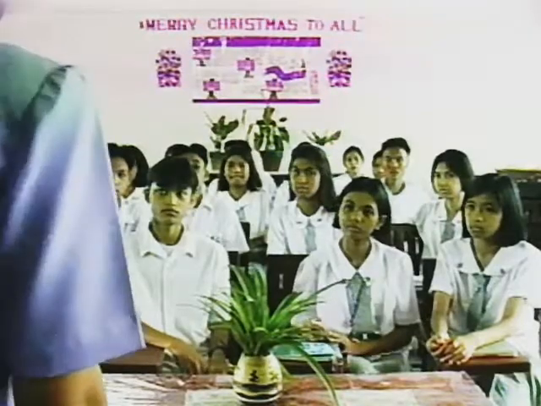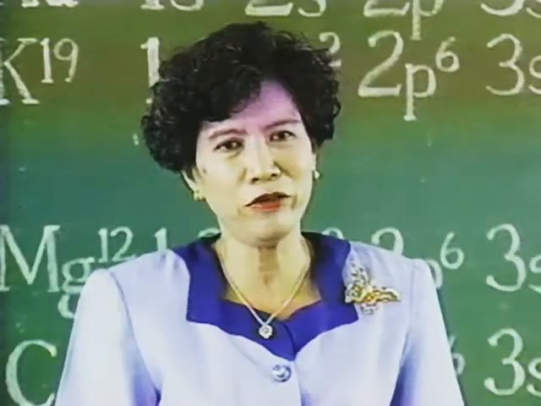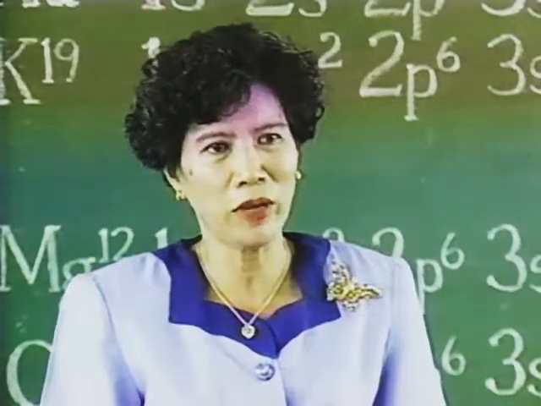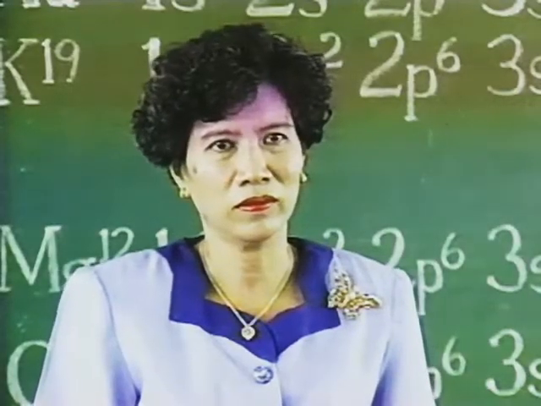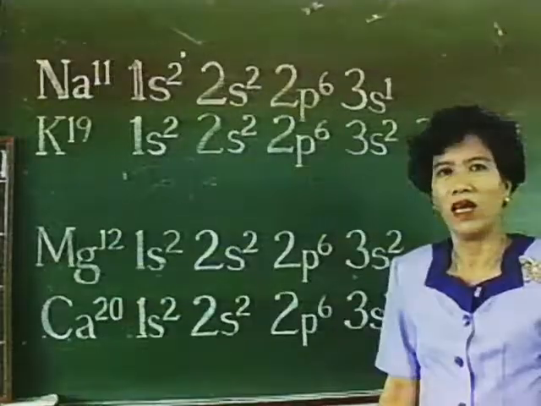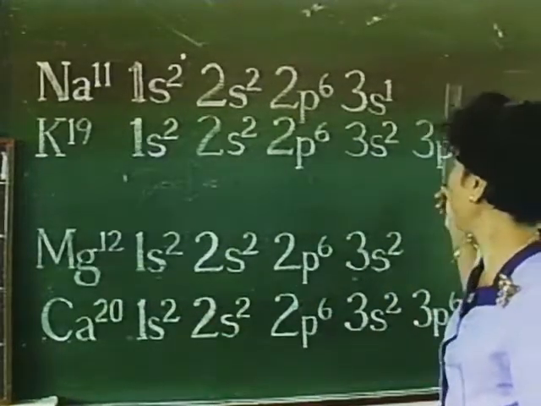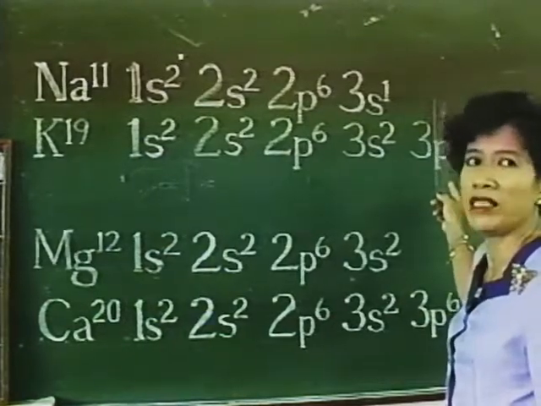Would that make them the outermost electrons in the sodium and potassium atoms? Mark Louis? Yes, the outermost electrons are those farthest away from the nucleus. The electrons in the outermost orbital are also called the valence electrons.